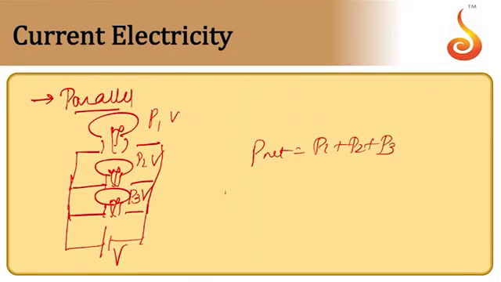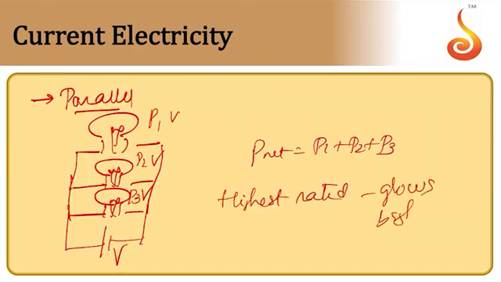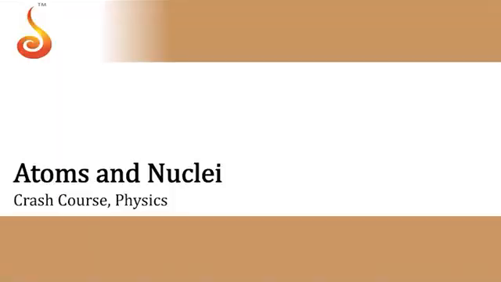And remember, in parallel combination, the highest rated bulb glows brightest. The highest rated bulb glows the brightest. So remember this very simple idea as far as the bulbs are concerned. So these are some important concepts as far as current electricity is concerned. We will continue in our next session, in which we take up problems based on this.